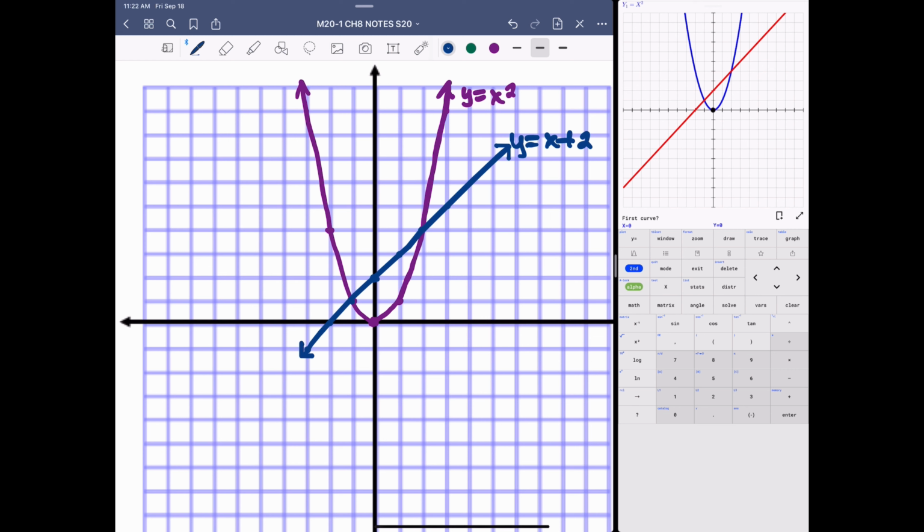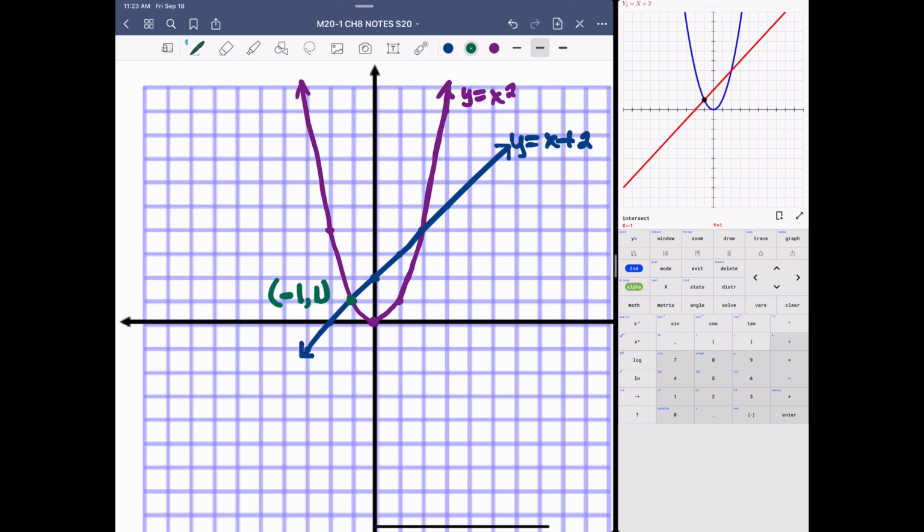On the TI, we do it a little different. It says first curve, and it has a little dot. Yours is usually a blinking cursor on one of the graphs. So you just hit enter. It jumps to the next graph. You hit enter again. It says, do you want to guess? You hit enter again, and it tells you that point. So it gives us the left intersection point, which is at -1, 1. Right there at -1, 1.